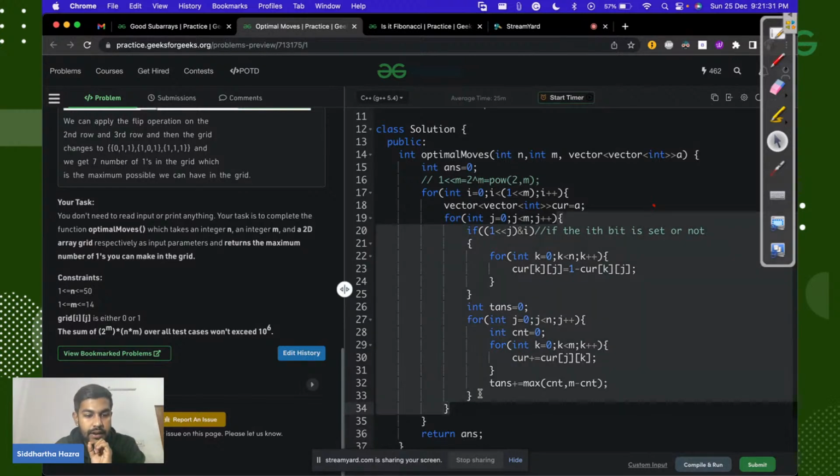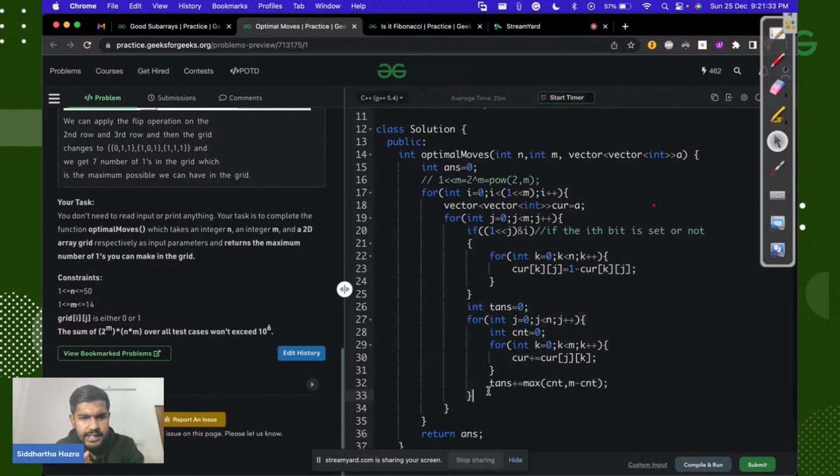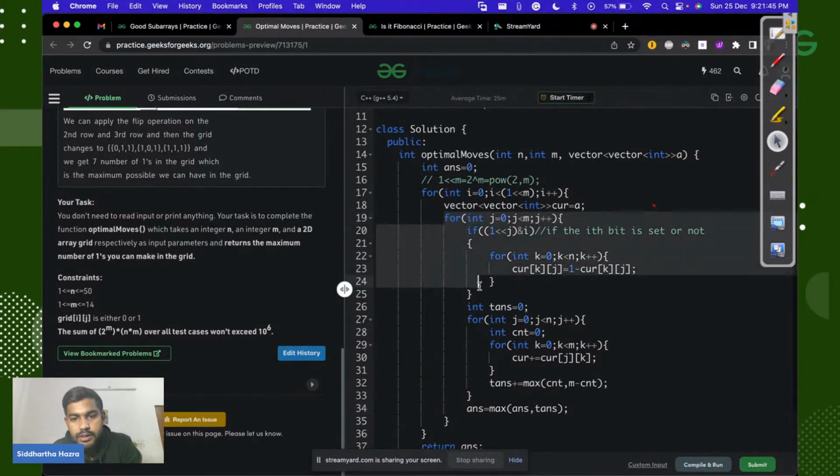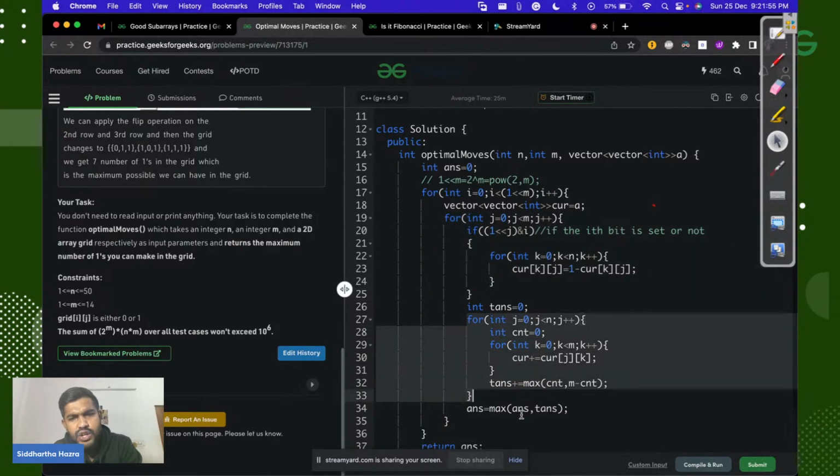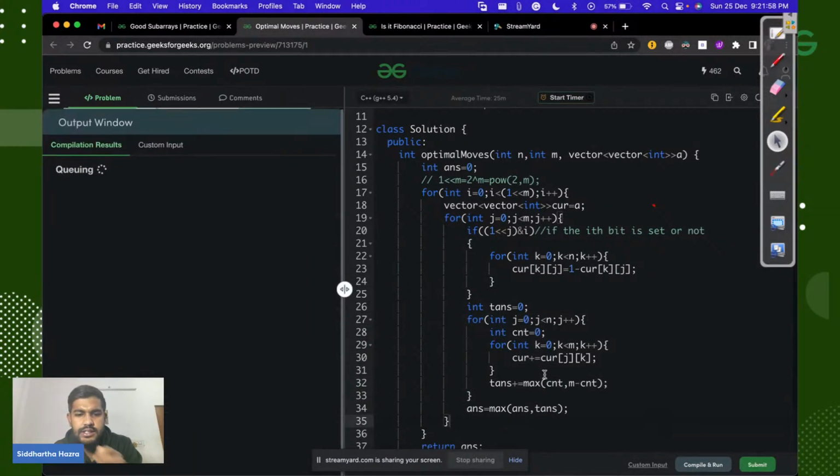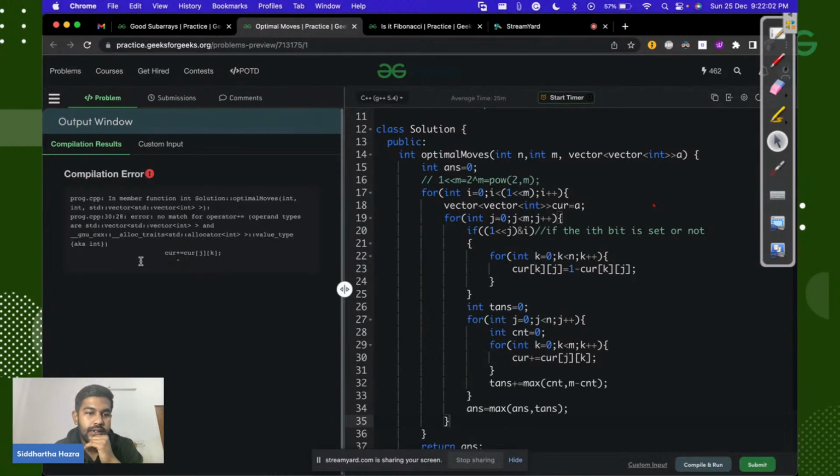Okay, now after t of answer, we would go here and we would say answer is equals to max of answer comma t of answer. Okay, so this is for iterating over all the values. So first we are having this, then we are iterating this, and this would solve the purpose. Now let us see if we are getting a correct output or not. We are not getting a correct output.